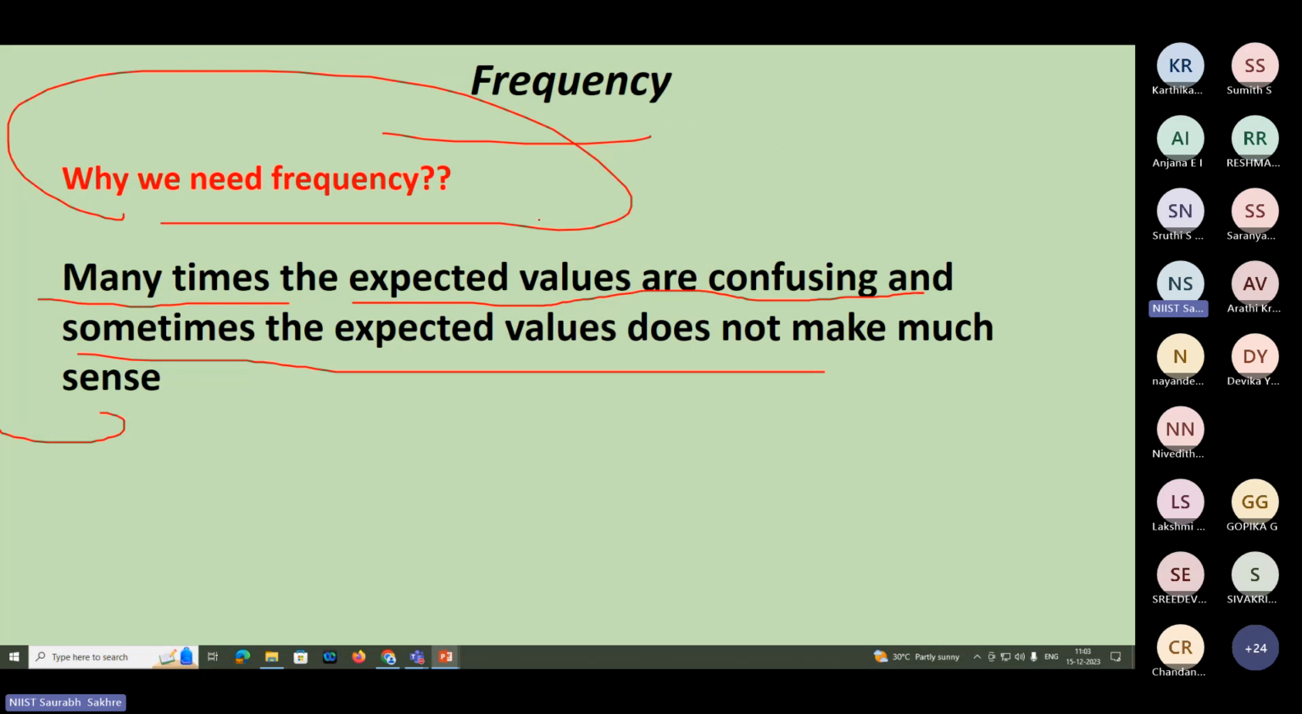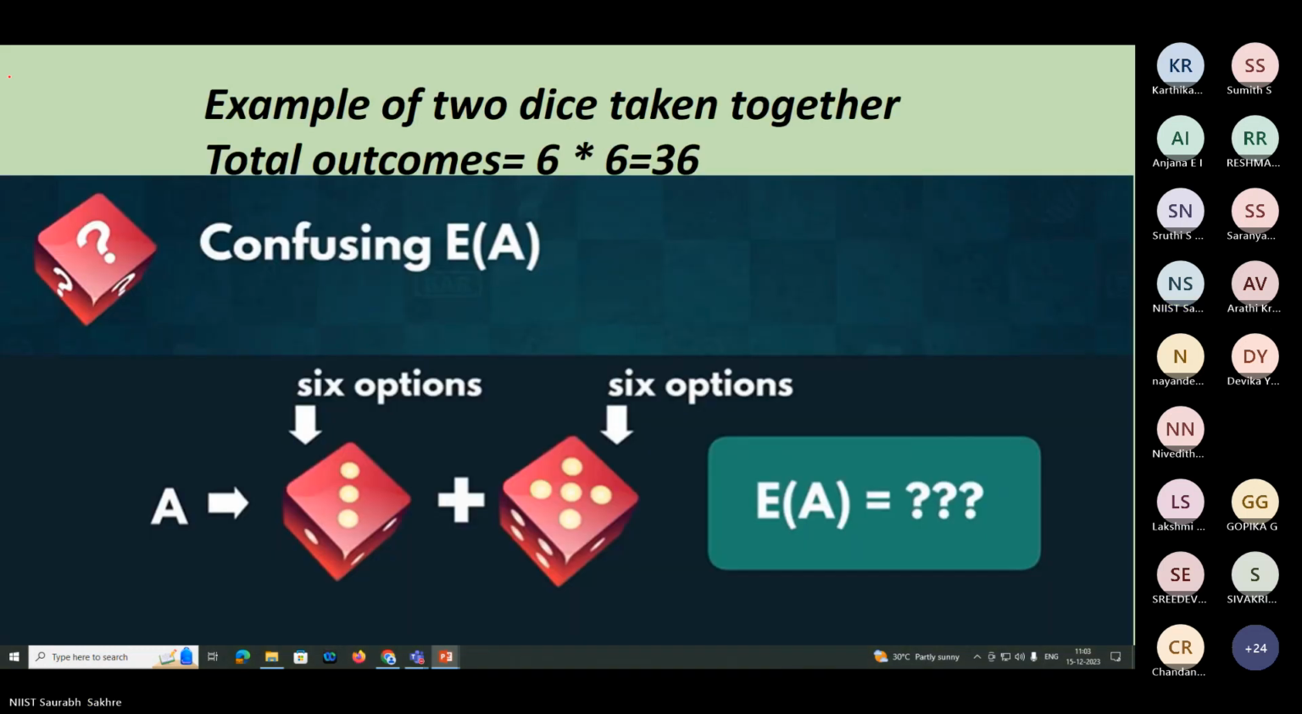So I hope it is clear to you that many times the expected values are confusing and sometimes the expected value does not make much sense. In those cases, we require frequency. Now, I will give you one example of two dice taken together.